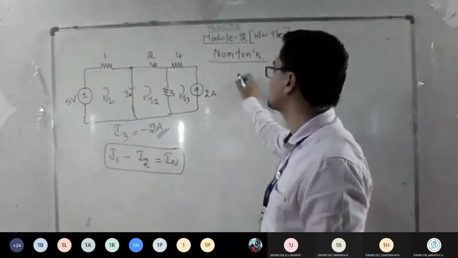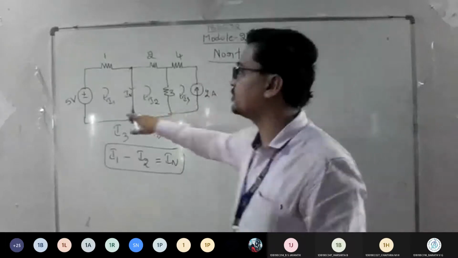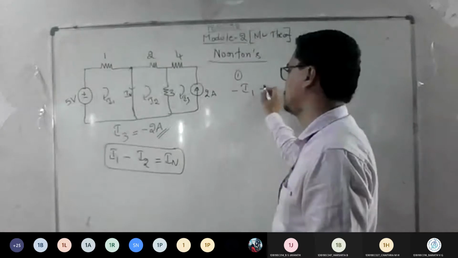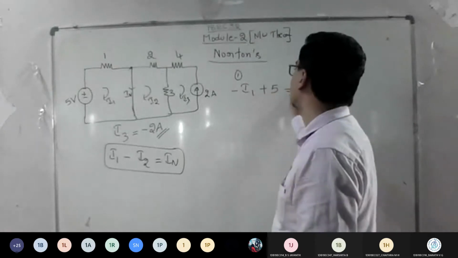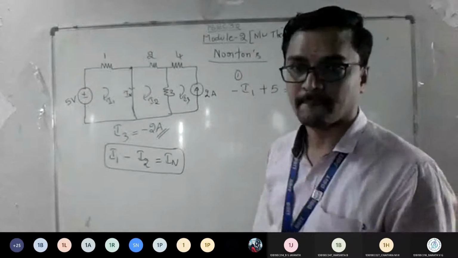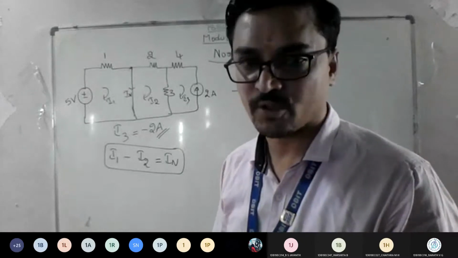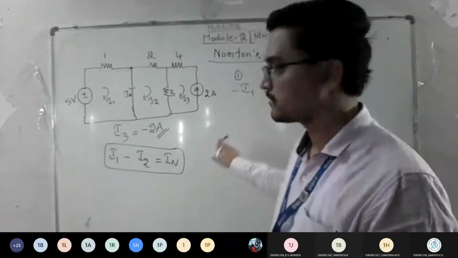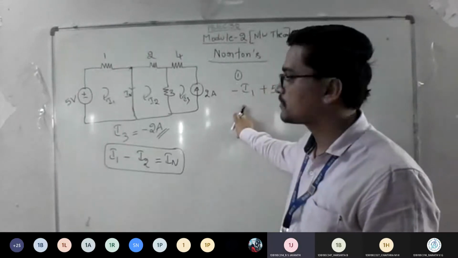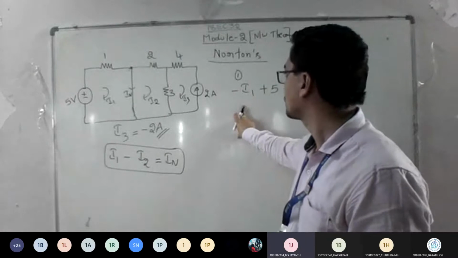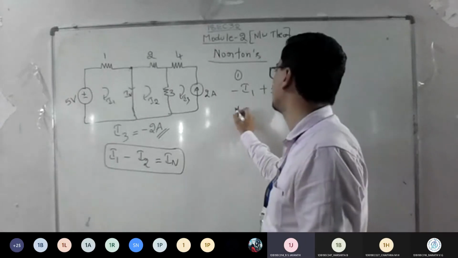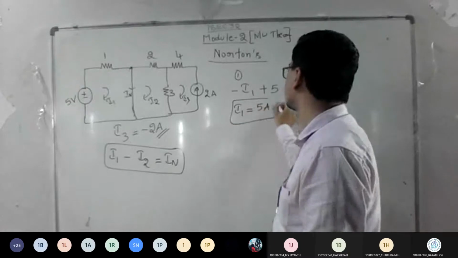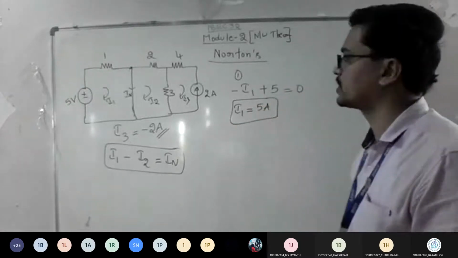So apply mesh analysis for the first mesh here. How many components here? Only 2 components. So I can write minus I1 plus 5 equal to 0. So it means I1 is 5. Yes, sir. So you told plus 5. Correct? If we take plus 5 to the right side, it will become minus 5, and minus minus cancel. Okay, fine. You get 5. Correct? Yes, sir.